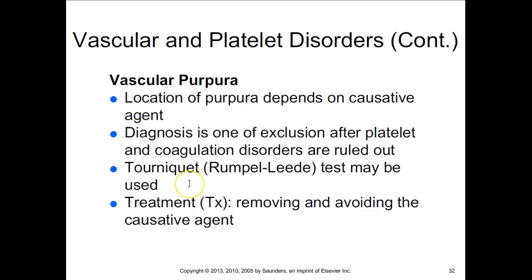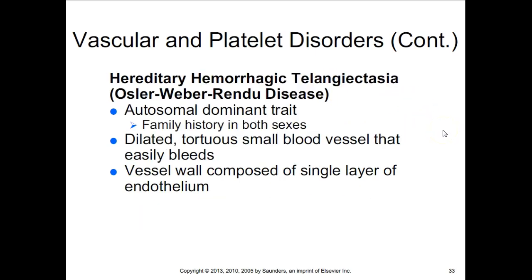So there's one test, the tourniquet test, that may be used. Basically, you place a blood pressure cuff, for example, and run it for about 5 minutes and then look and see if petechiae have appeared as a result of it. If this is an allergic vascular purpura or something like that, then avoiding the causative agent would be the main thing that you would seek to do.